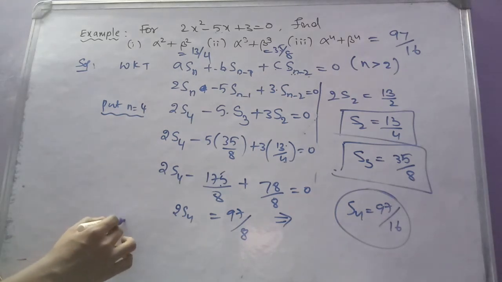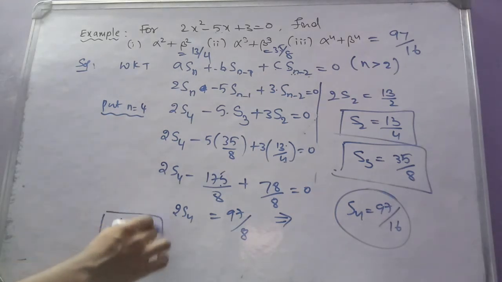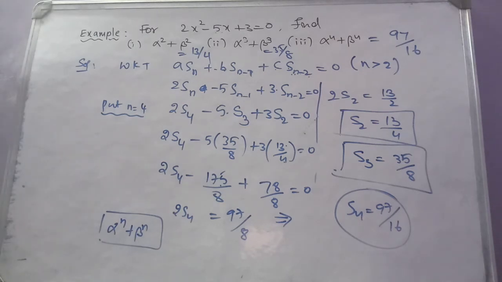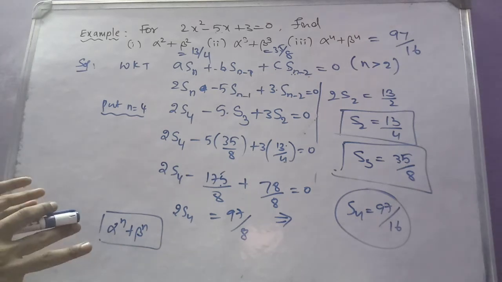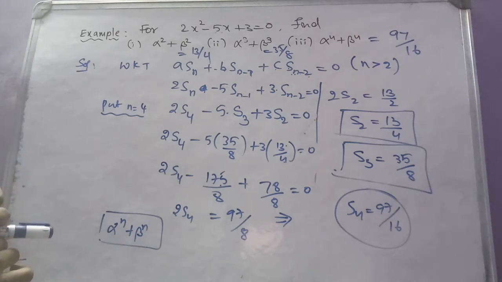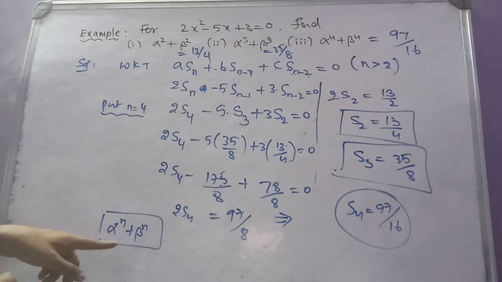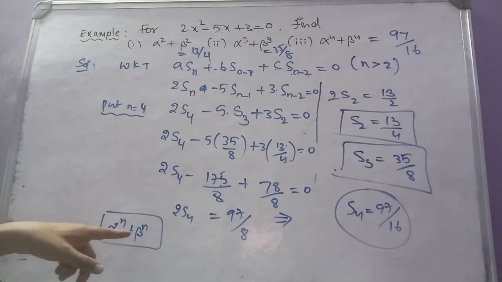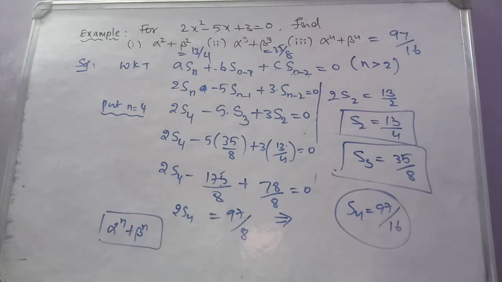We can find the alpha power n plus beta power n value using Newton's theorem. You can extend this concept for cubic equations also if you want. Fine. So this is what today's topic is. It's about Newton's theorem, and using Newton's theorem we have observed how to find alpha power n plus beta power n.